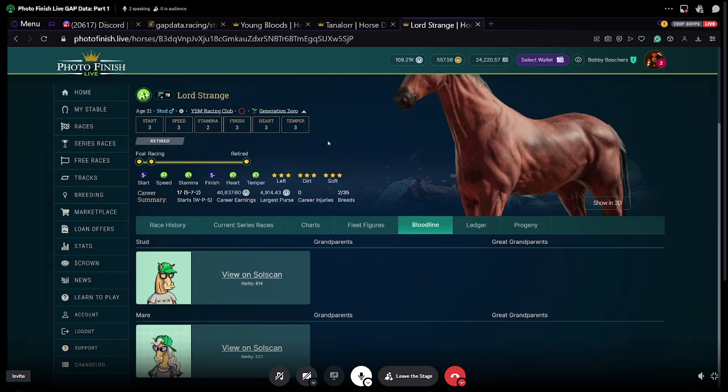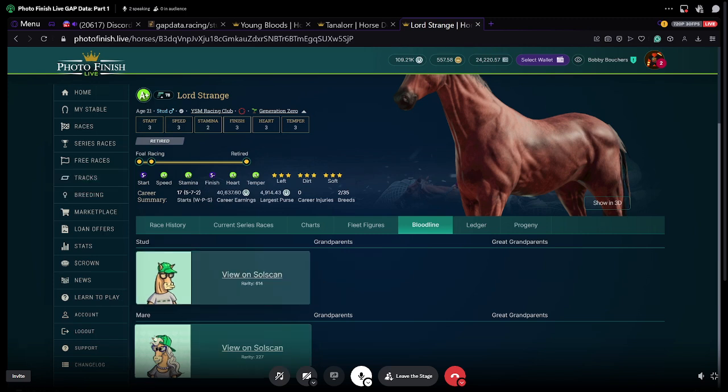And so what happens is you would also get these stats up here. The best you could have up top is 3 3 3 2 3 3. You can't have all 3s. I don't think you can have all 3s. I think you have to have at least one 2. But still, this horse is like a perfect horse, Lord Strange. It's the strongest Gen 0, A plus LDS. He also has 9 perfect stars.